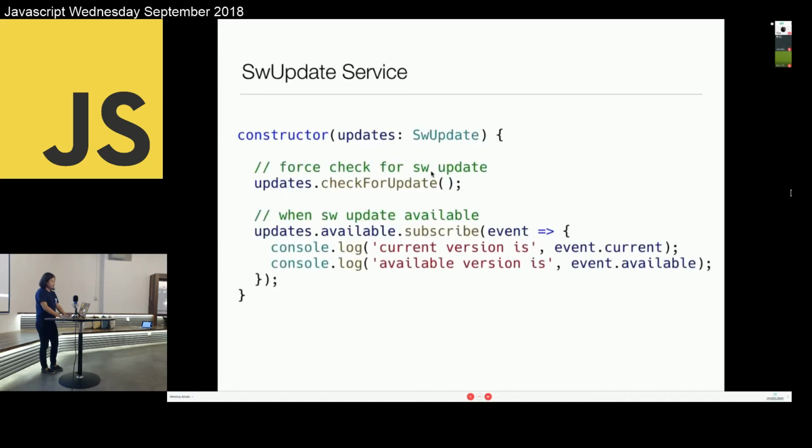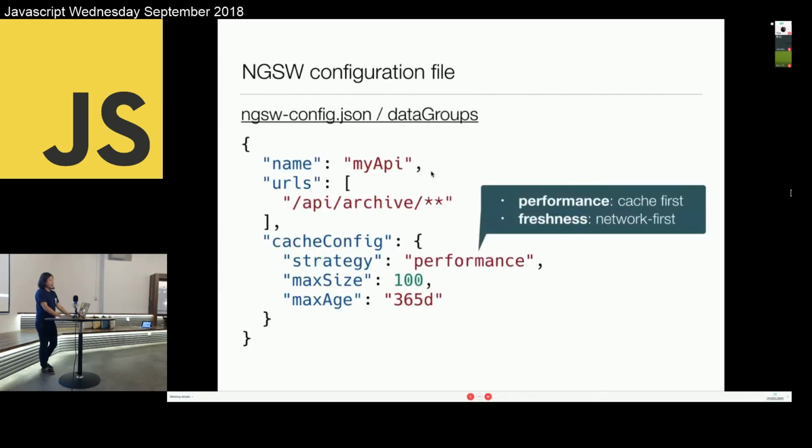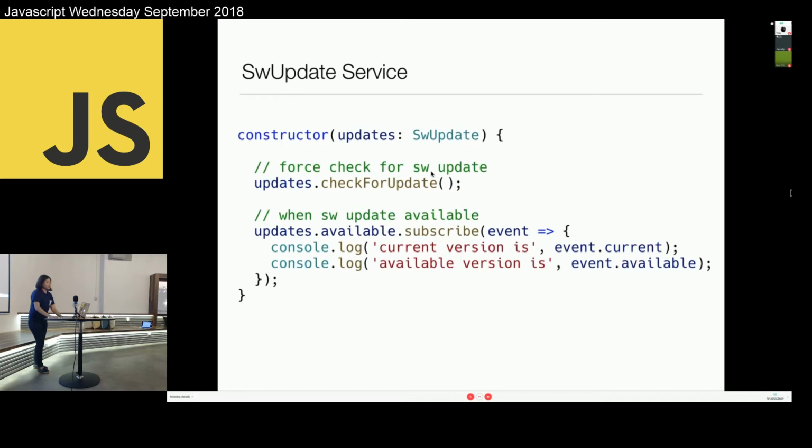Okay, so basically that's it for the configurations. Angular has a concept called a service. If you work with Java or .NET, this is where you write your business logic. Angular provides a way for you to write business logic called a service. Angular also provides you, out of the box, a service called SwUpdate. This is a service that allows you to check whether your service worker has any updates, any file updates.